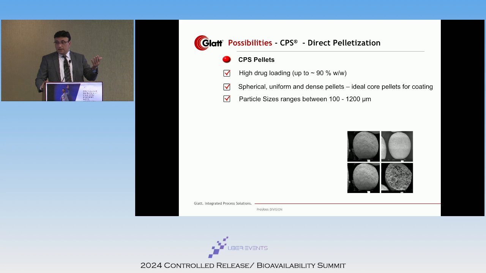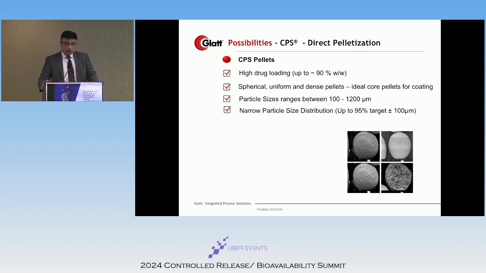taste masking pellets, which are smaller, and then you can take it to the other side, which will be coated with delayed release, MR release, and maybe both, depending on the desired target profile of your product. The particle growth is so controlled that it has a very narrow particle size distribution. You can see that 95% target plus minus 100 micron.